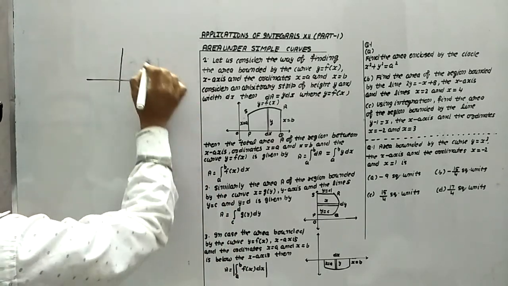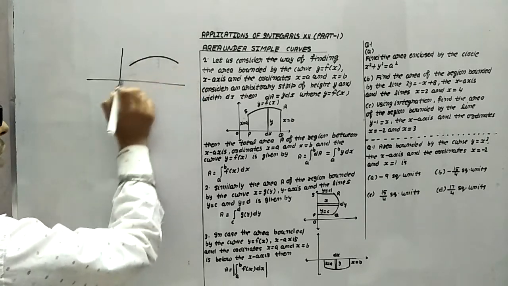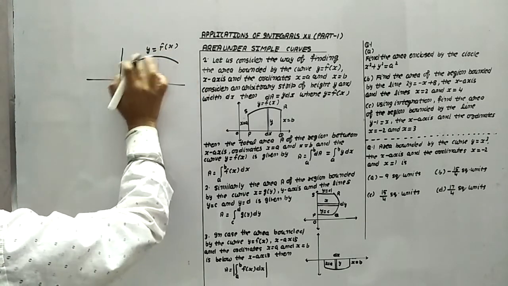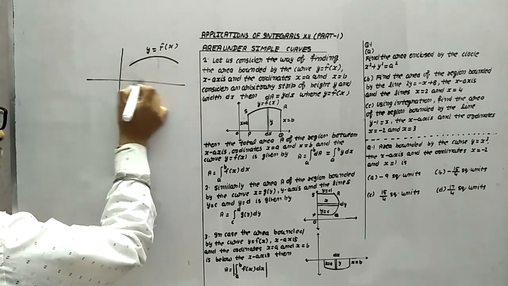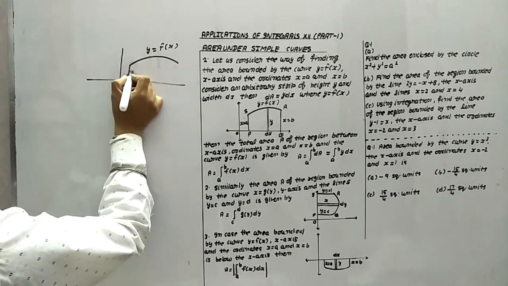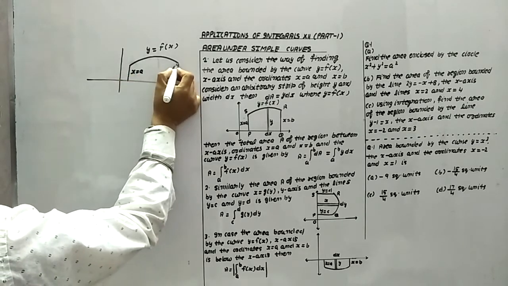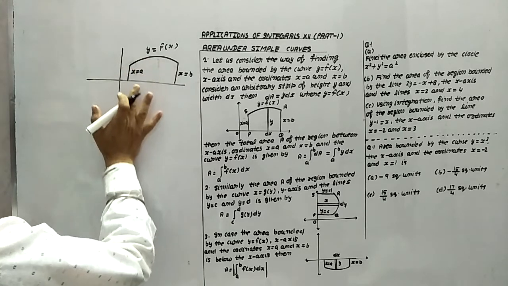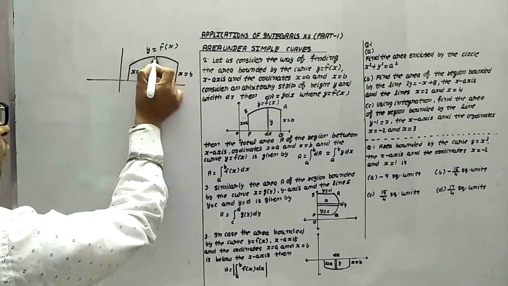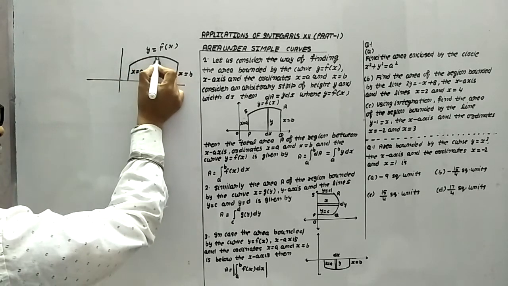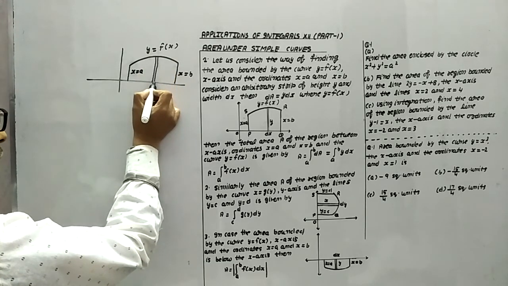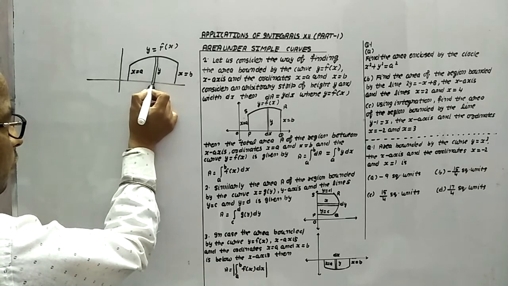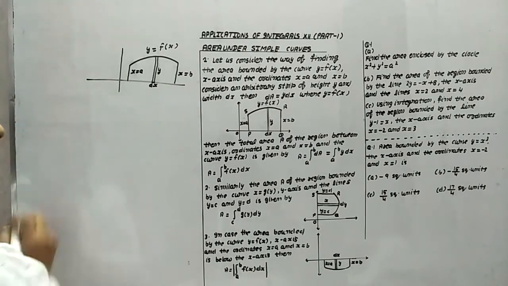To find the area of such figures, let us suppose we have this figure, y equals f(x) is a function for which the curve is like that, and this is the x-axis, and this is the ordinate x equals a, and this is the ordinate x equals b. Whenever we have to find the area under this curve, first of all we will take a small strip. Let us consider the length of this strip is y, and the width we are considering is dx.